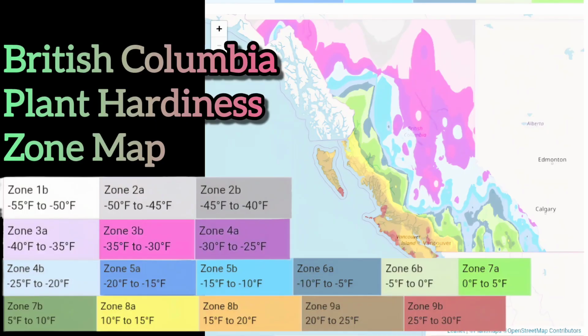So don't just rely on the main city. Zoom in closely and find your exact location. That's your hardiness zone, and this tells you what plants can survive your winters. Now that you know what your hardiness zone is, the next thing you're going to want to know is your first and last frost date.